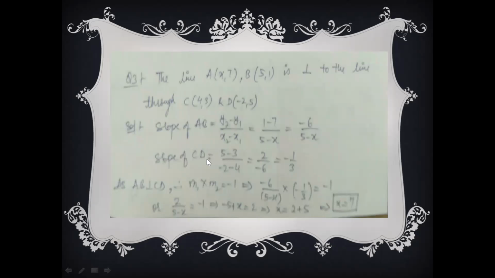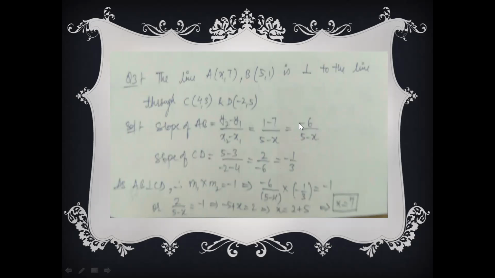Another problem is that the line AB is perpendicular to the other line which is CD. Now we need to find the value of x here. Now we know that if this line is perpendicular to this, then the slope of this multiplied by this should be equal to minus 1. So let's calculate. First we need to find the slope of AB, using the same formula, y2 minus y1 over x2 minus x1. We got minus 6 by 5 minus x. Similarly for the second line CD, the slope, using the same formula, we got minus 1 by 3.